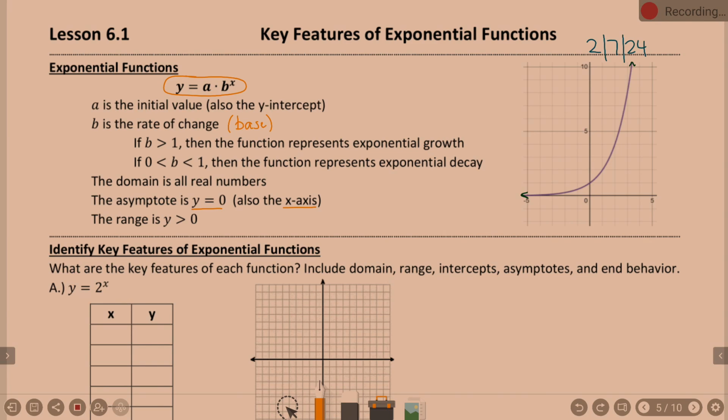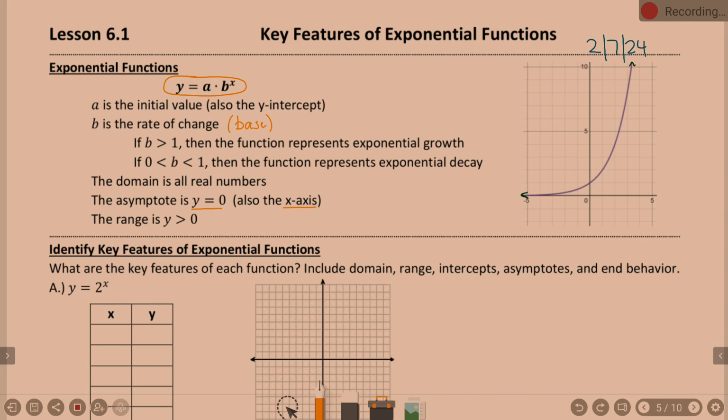And then range. Because my asymptote is right here at y equals 0, my graph never goes below y equals 0, so the range is everything above 0. And so you have that range of y greater than 0. So we will talk some about domain and range. They will change a little bit. Well, not domain, but range may change a little bit depending on where my graph is. But it's still the general idea. So that's all your basic information here.